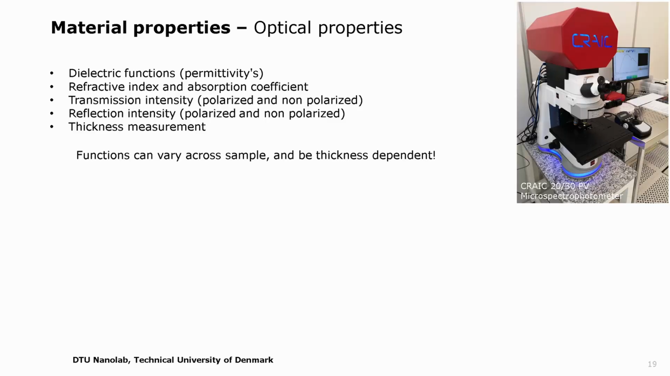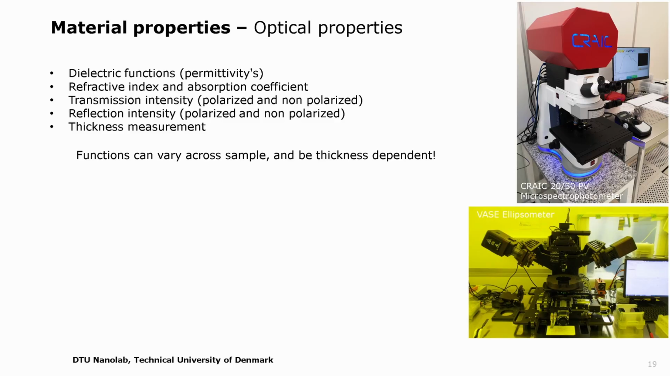We have several tools for optical characterization. One is the CRAIC microspectrophotometer, which illuminates the sample in a normal incidence configuration, allowing spectroscopic polarized and non-polarized reflection and transmission measurements over the wavelength range from 400 nanometers to approximately 2 microns.